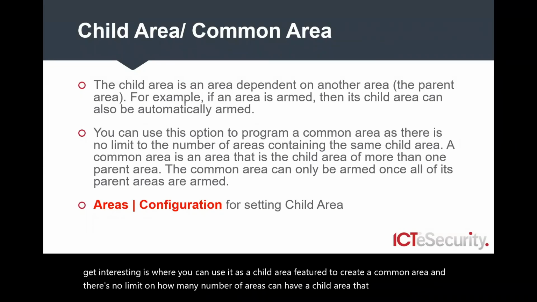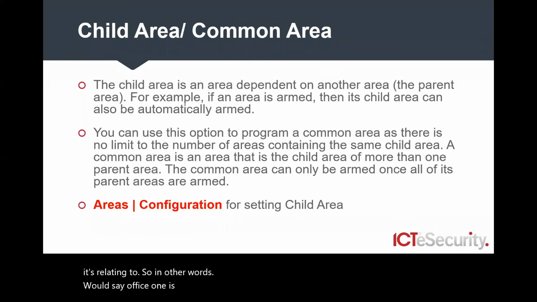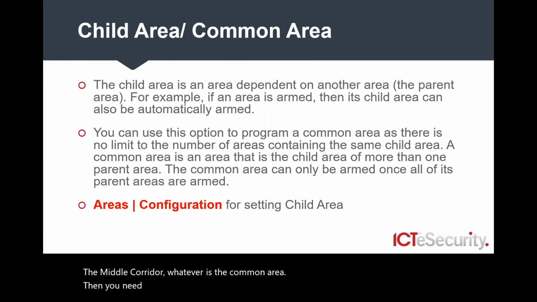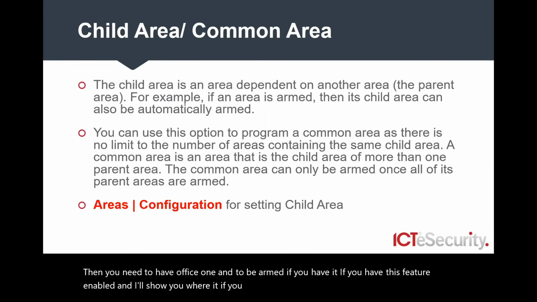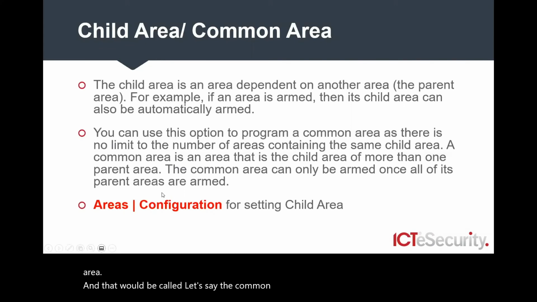So in other words, let's say Office 1 is a parent area and Office 2 is a parent area, and then the middle corridor or whatever is the common area. Then you need to have Office 1 and 2 armed if you have this feature enabled, and I'll show you where it is. If you have both of them armed, then you can arm that middle area. And that would be called, let's say, the common area. So how would you set that up?